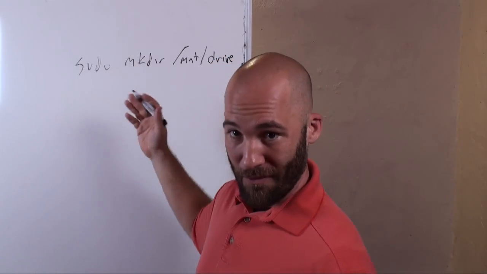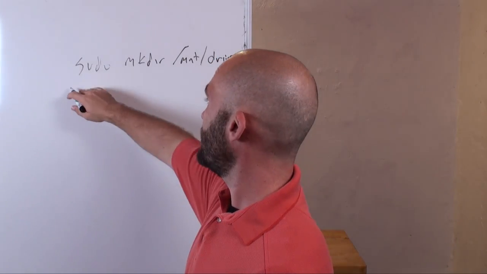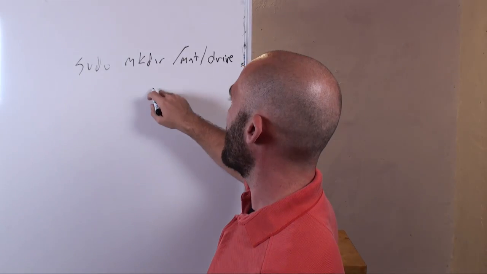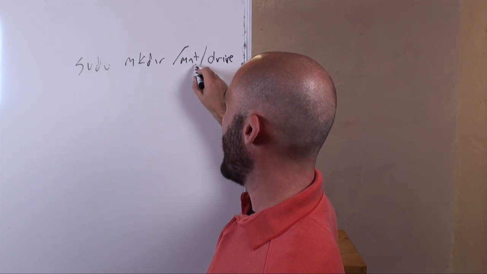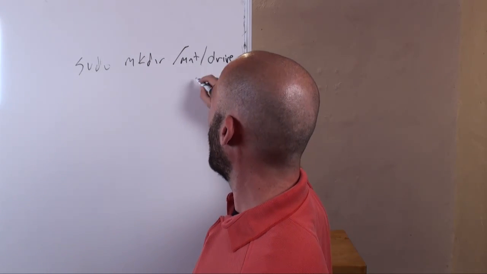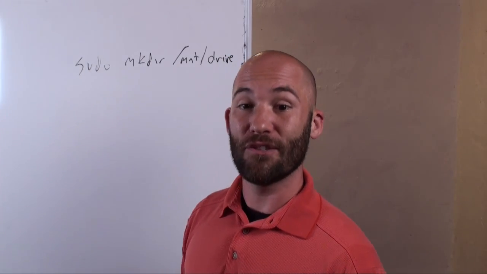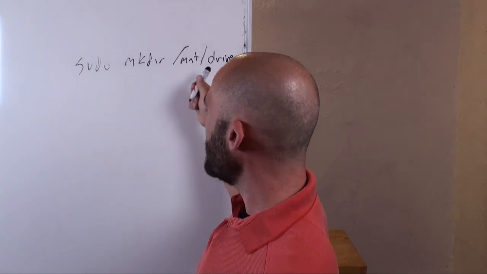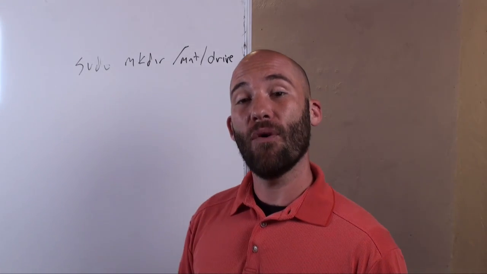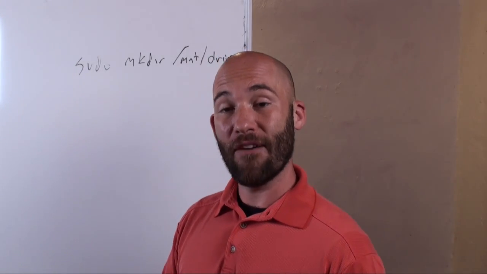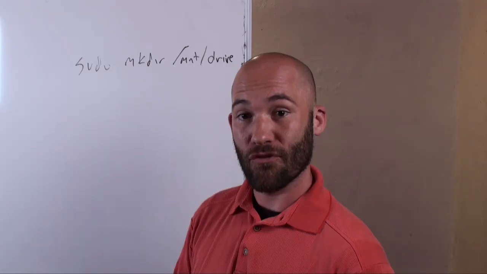So the first thing you do is you make a directory. sudo mkdir /mnt/drive, so this is for a mount point, /drive. This is the folder that the hard drive is going to get mounted to. Once you do this, the next thing you have to do is find out the information about the hard drives that you're trying to mount.